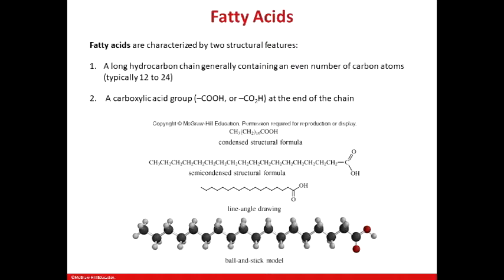Now, for these fatty acids, this is what they look like in terms of their chemical structure. Fatty acids are characterized by two features. One is a long hydrocarbon chain. Hydrocarbon means hydrogen and carbon. Generally it's even numbers, from 12 to 24, so you'd have 12, 14, 16, 18, 20, 24. That's nature's template, and there are very good reasons for that. And you have a carboxylic acid group at the end of the chain.